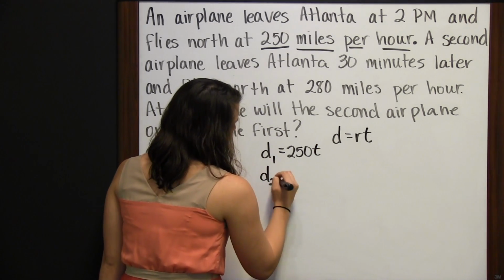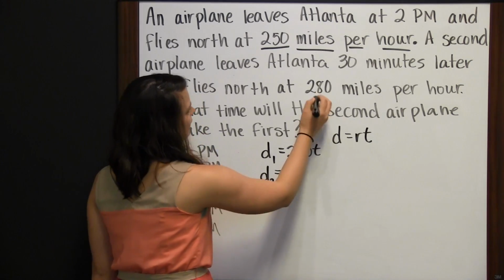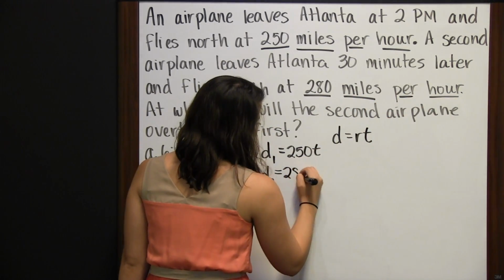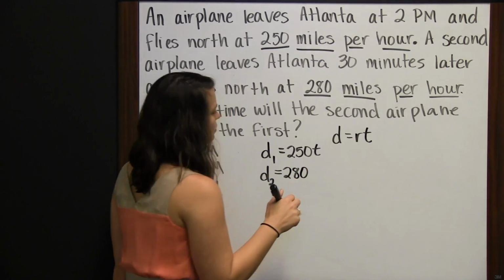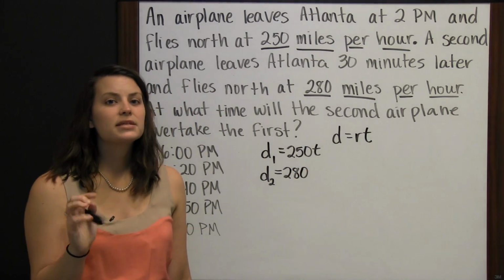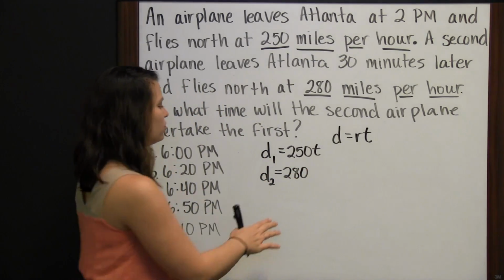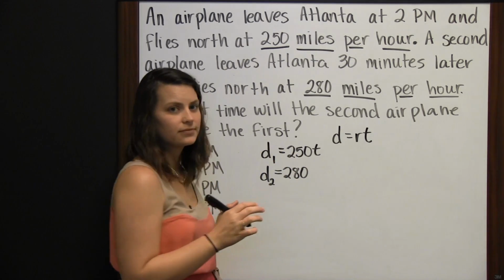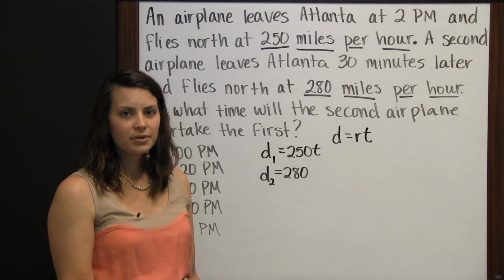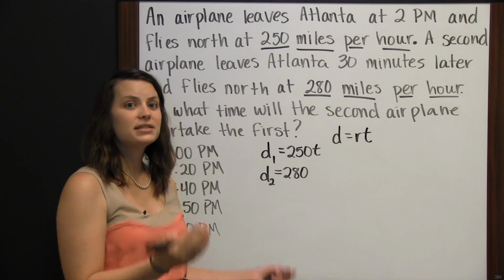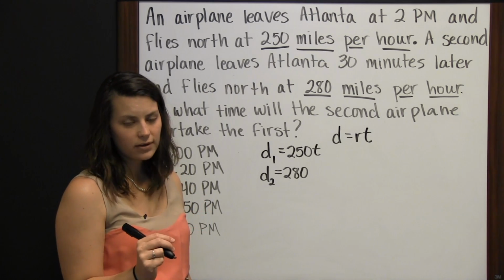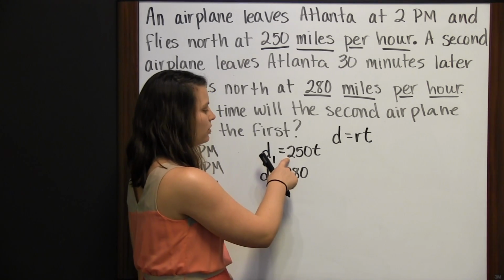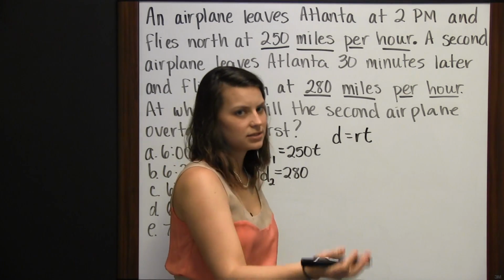Now the distance for the second airplane, the rate is 280 miles per hour. And we do know a little bit about the time that the second airplane flew. If you'll notice, the second airplane is going faster than the first one. So if they left from the same place and they go in the same direction, they're both going north, then the second airplane is eventually going to catch up with the first and actually pass the first.